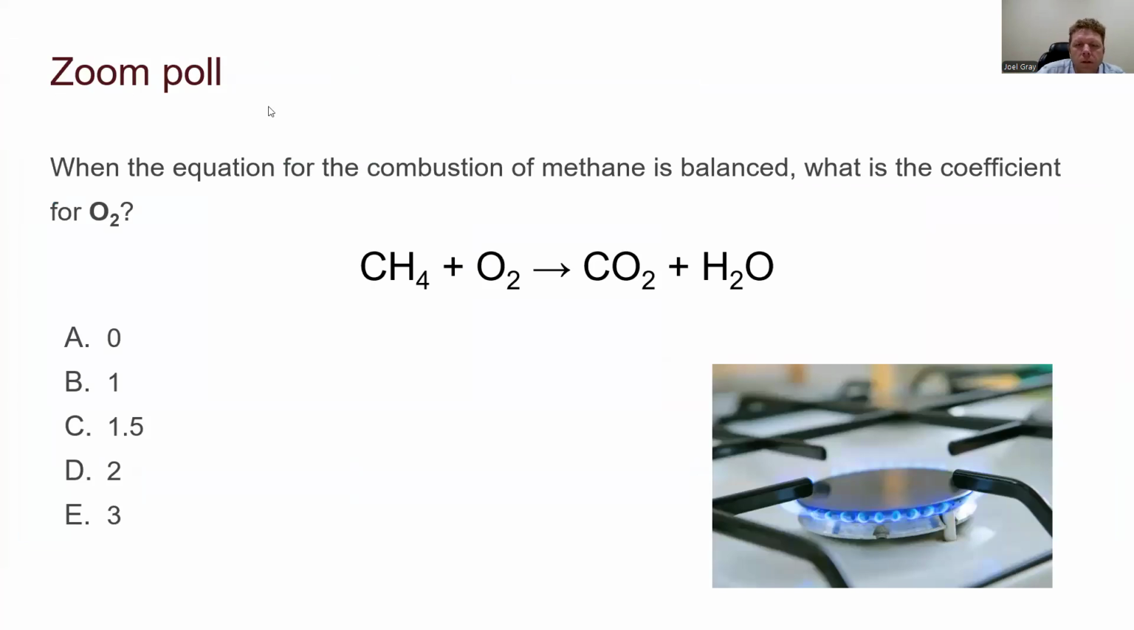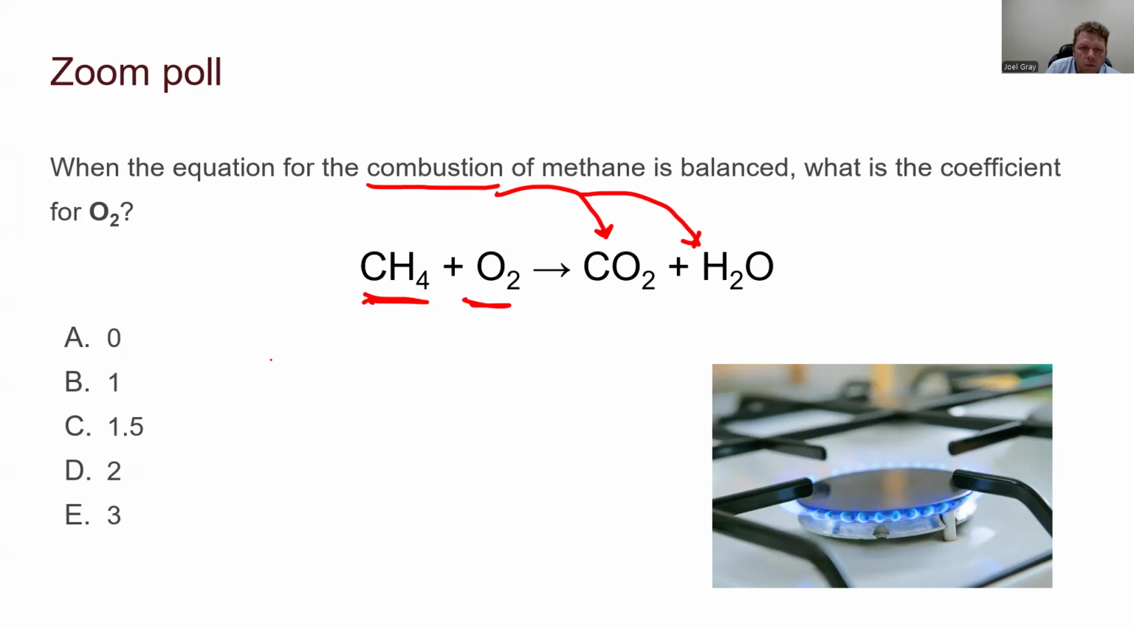Now, this is another poll here. So what this gives us is the equation for the combustion of methane, CH4. This is a combustion reaction because we have CH4 and O2. A combustion reaction by definition will be basically a hydrocarbon plus O2 yields two things: carbon dioxide and H2O. So CO2 and H2O. Now, the question is, when the equation for the combustion reaction is balanced, what is the coefficient for O2?